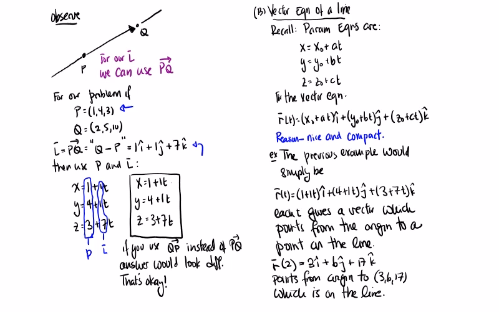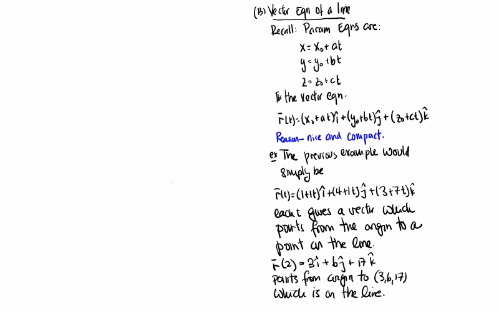So the last one we're going to look at is what are called the symmetric equations of the line. So let me leave the right-hand side because I want to use the parametric equations again. Let me clear off the left-hand side. So this is C, the symmetric equations of a line.